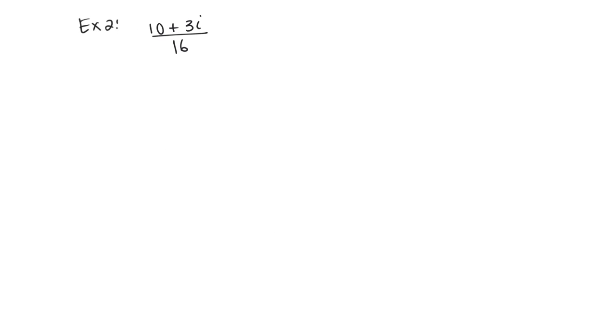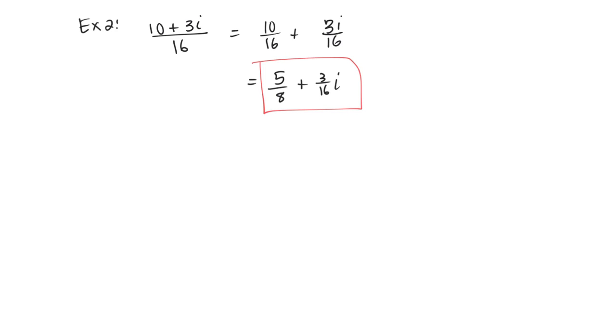Okay, with this, we can separate and divide each part of the numerator by 16. And then simplify that. Let's see, 10 and 16 both are even, so we'll divide those both by 2. And then we would get 3/16. That is the imaginary part. So our real part is 5/8, and the imaginary part is 3/16.